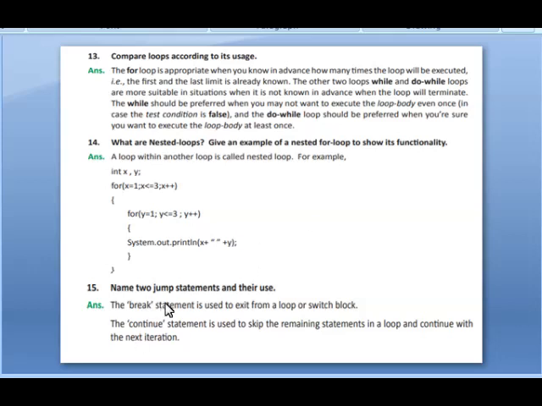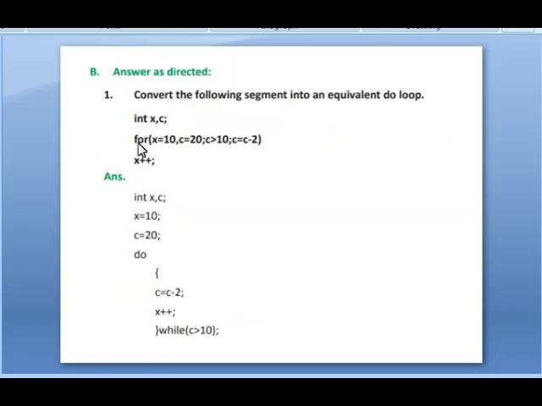Name two jump statements that are used. One is the break statement and another one is the continue statement. Then, part B, answer as directed. Convert the following segment into an equivalent do loop. Here the statement is in a for loop. We are going to convert this for loop into a do while loop.